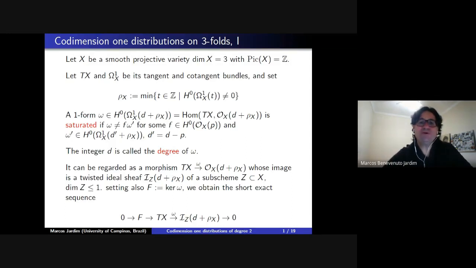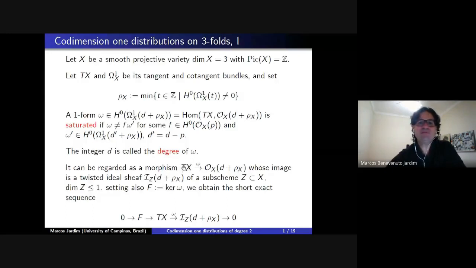Now, if you take a one form, this one form is said to be saturated if it's not the multiple of another one form of smaller degree. And this integer d that I'm putting here, I'm going to call the degree of the one form, right? So it's what it deviates from the minimum, so to speak. So this is called the degree of the one form.